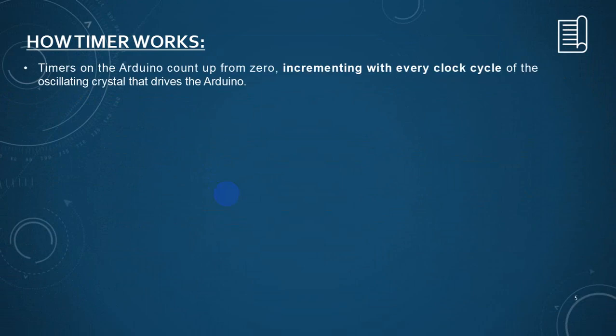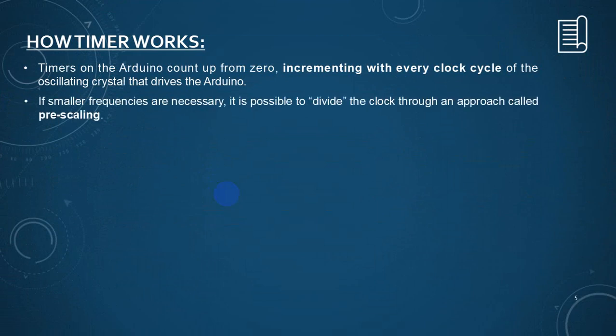How does a timer work? Timers on the Arduino count up from 0, incrementing with every clock cycle of the oscillating crystal that drives the Arduino. If smaller frequencies are necessary, it is possible to divide the clock through an approach called pre-scaling. Our main clock is 16 megahertz. If we need a smaller clock frequency, then with a factor called the pre-scaler, we divide the main frequency.